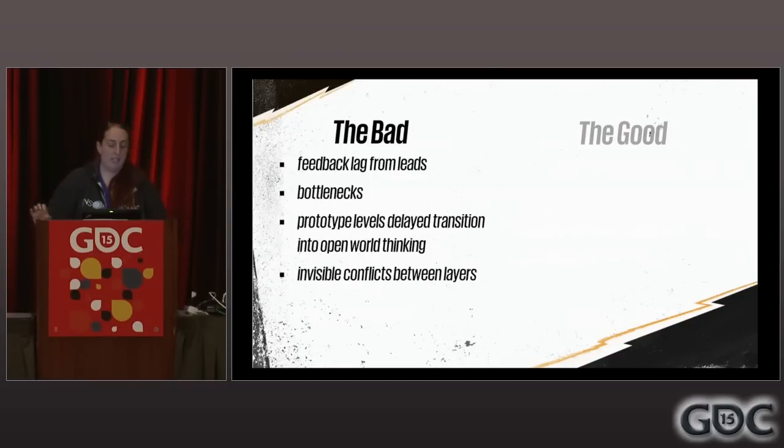The next thing I want to talk about is invisible conflicts between layers. This refers to how you could have 12 missions in the same space, and the mission designers could all work at the same time and not see each other's work. Well, the not seeing each other's work was a problem. It was useful for development because I don't have to worry about what else is going on. I can just worry about my mission.